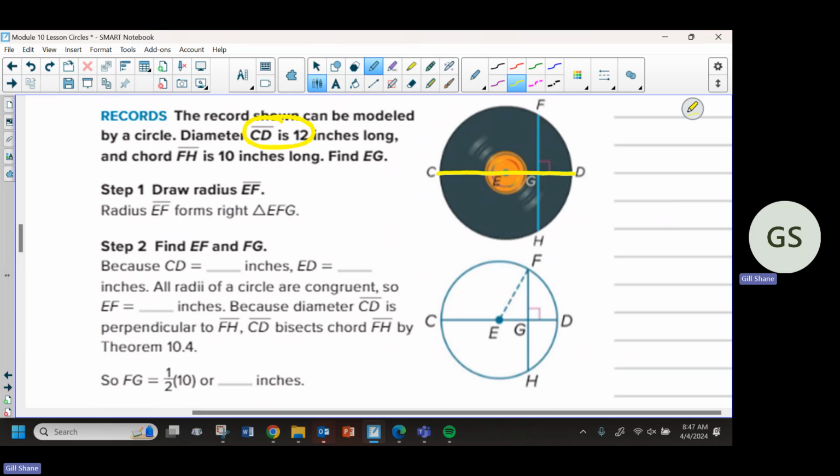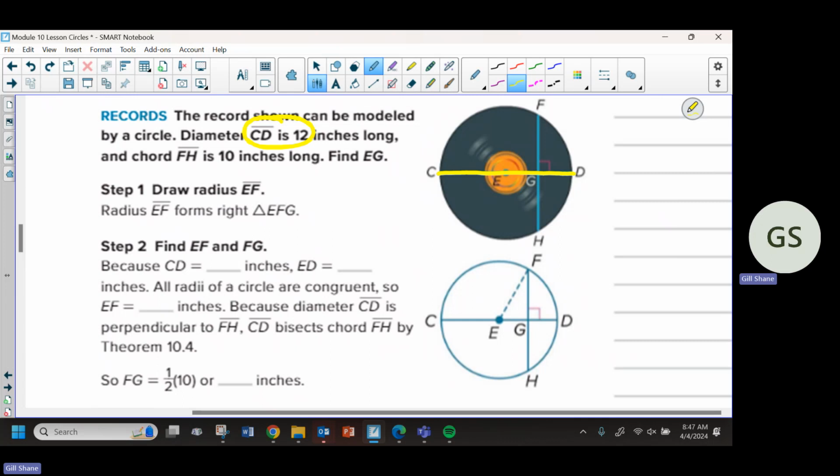What does that tell me immediately? Before I go any farther, this is, I would say, the process you should go through. Before I even read any farther, I know the diameter is 12. What should I probably do? Something else you should think of as soon as you hear diameter is 12. Yeah, radius, right? I know the diameter is 12. Immediately I think, well, then the radius is half of that. So I'd go ahead and write.